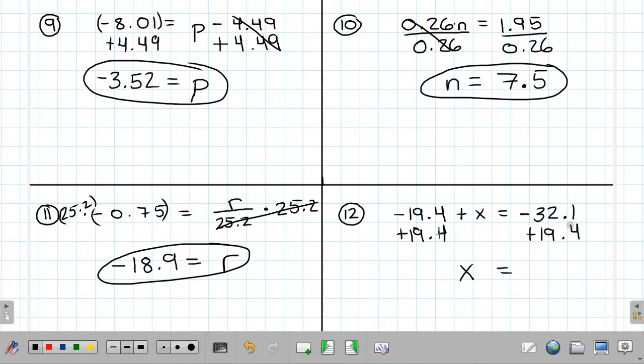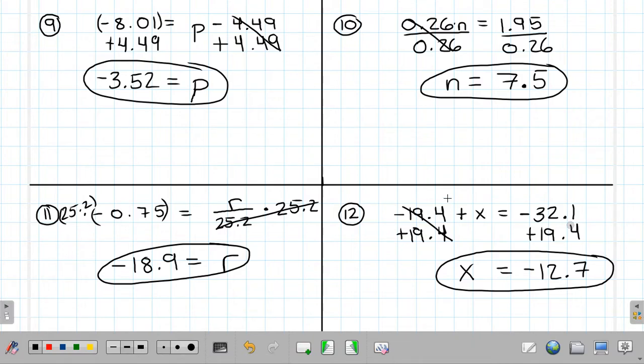Because once again, since this is addition, we can make this 0, and that'll give us x by itself. So what makes negative 19.4 zero? Well, let's add 19.4. But if we do the same thing on the right-hand side, once again, a little tougher to do, but definitely possible in your head. If you need to, double check yourself on a calculator. That would be negative 12.7.